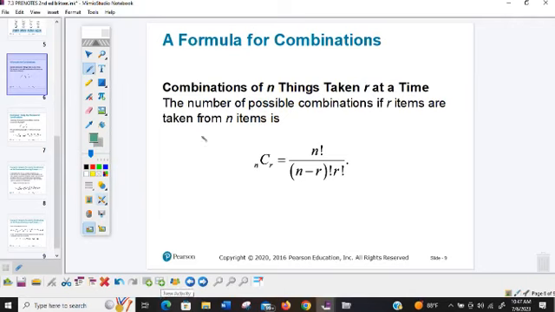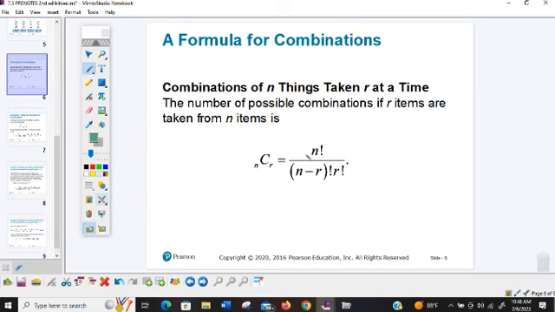Okay, now let's learn about the formula for combinations. This is similar to permutations. Permutations was nPr and this one is nCr. So it's n things. Remember, n is always your larger number. It has to go first. Take r at a time.